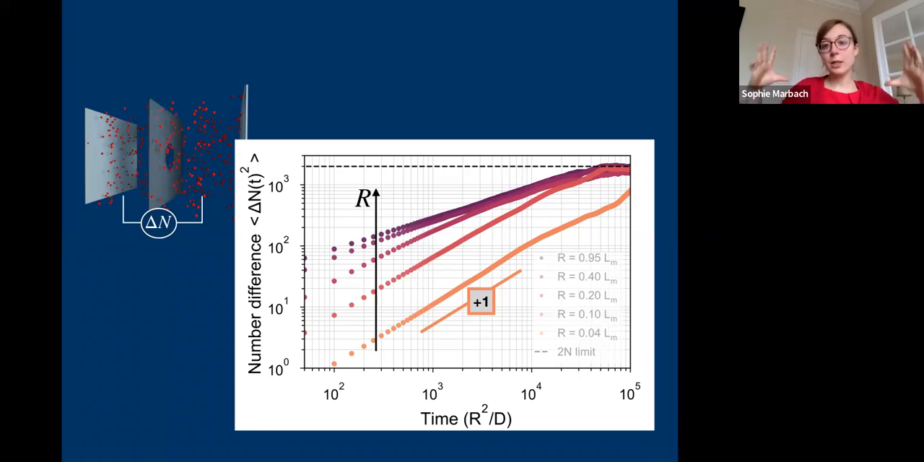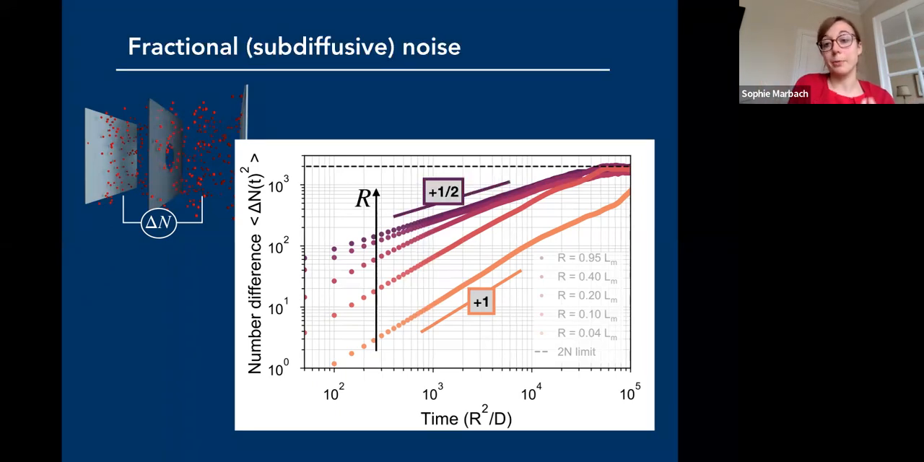And then when I increase the size of the pore, at some point, I see other features pop up, and importantly, I see a square root of time dependence of this number difference squared. So this is a subdiffusive kind of noise, and if we're more specific on the exact kind of noise that it is, it's actually a fractional noise.